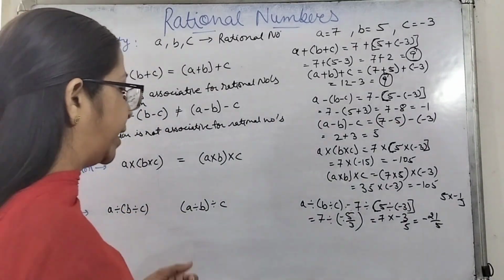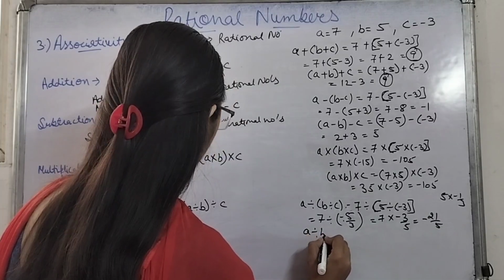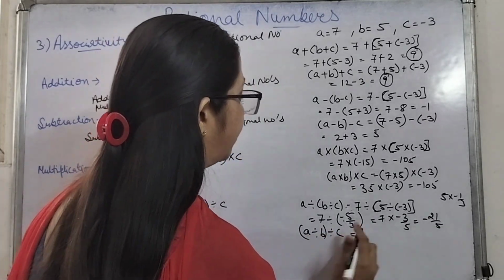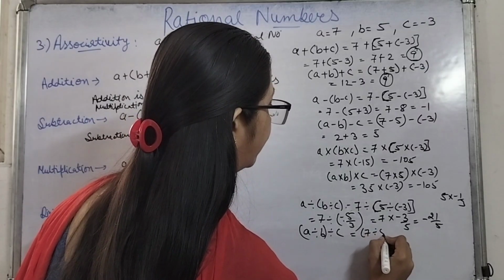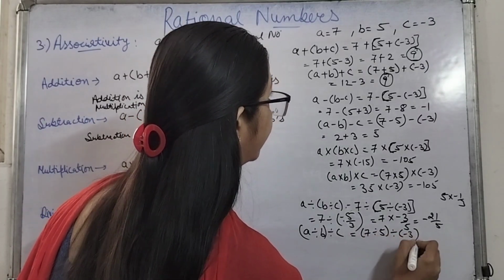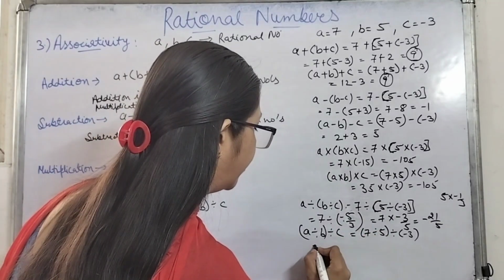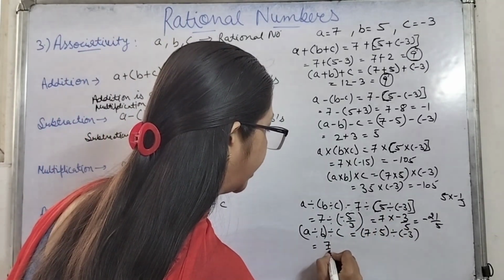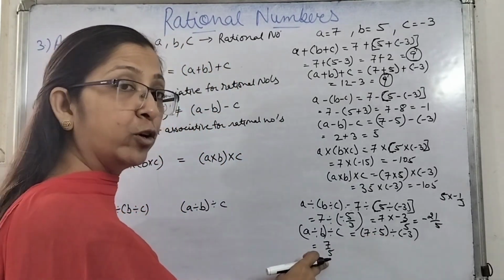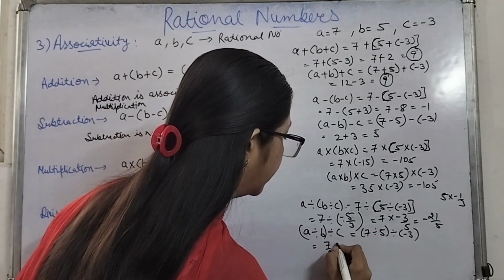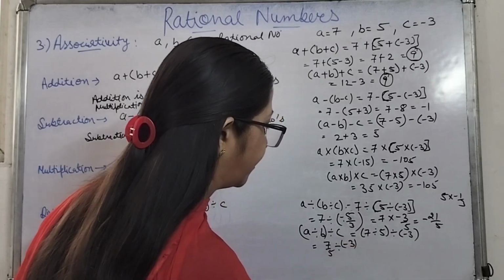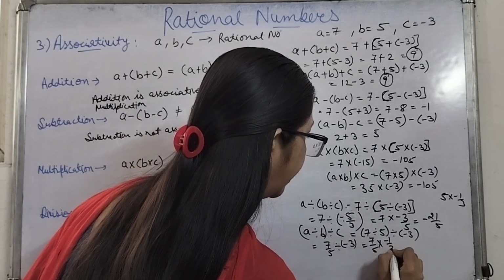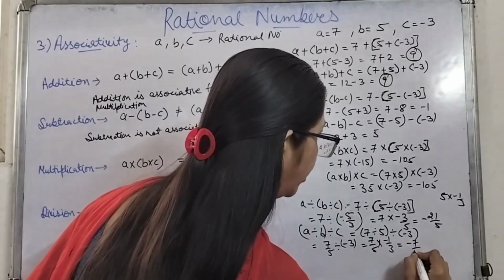Now let's check for A divided by B divided by C. First we take the group of A divided by B, that is 7 divided by 5, divided by minus 3. So 7 divided by 5 will be 7 multiplied by 1 upon 5, that will be 7 upon 5. This 7 divided by 5 means 7 upon 5 divided by minus 3. Now this division sign will change to a multiplication sign and it is going to be reciprocated. So it will be minus 7 upon 15.